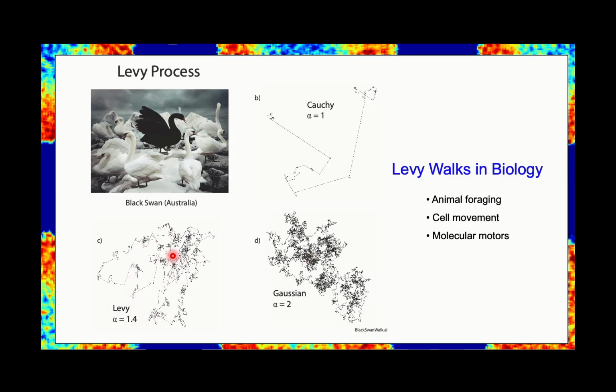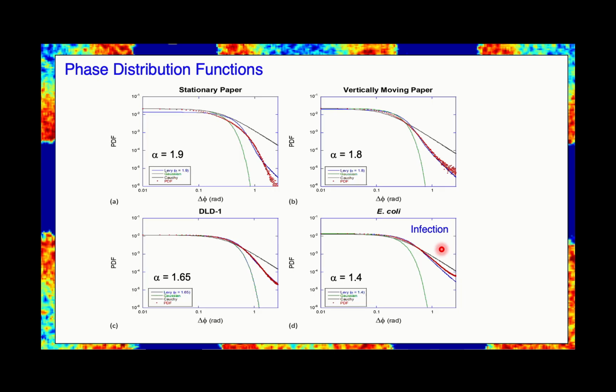So the Levy 1.4, it's Brownian in these regions, but then you have these long flights. And so cell movements have been, in some cases, seen to have Levy distributions. Also, molecular motors can have Levy distributions. And so we wanted to take a closer look at that. So here's stationary paper. And now we're doing a Levy fit. We're also doing Gaussian and Cauchy, but we're doing a Levy fit.